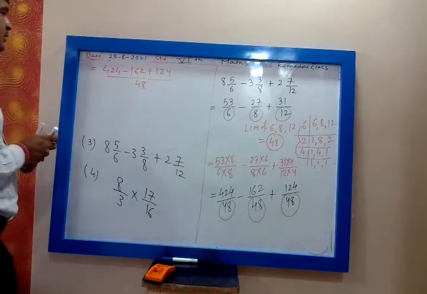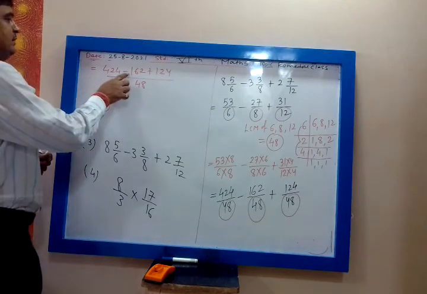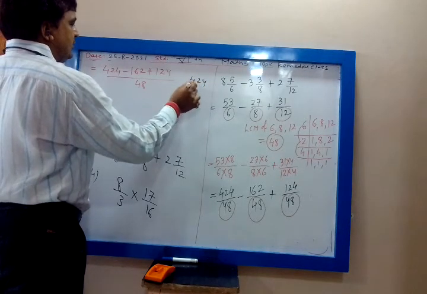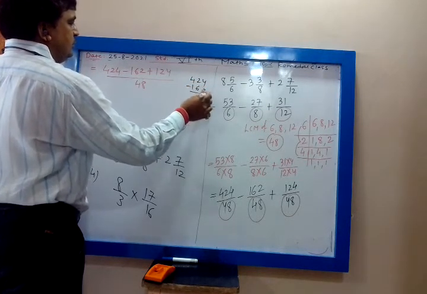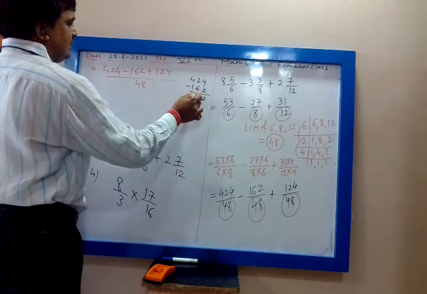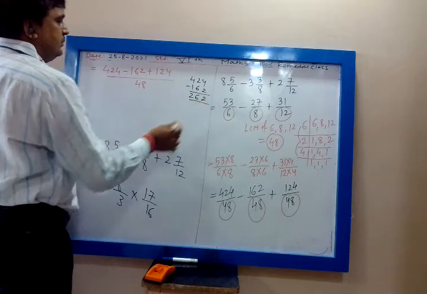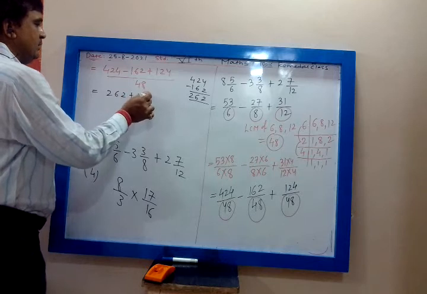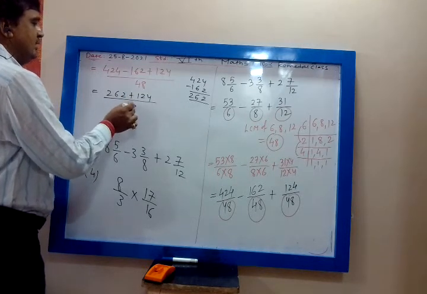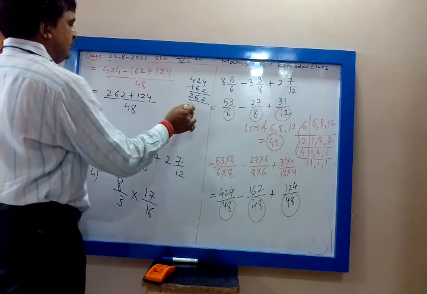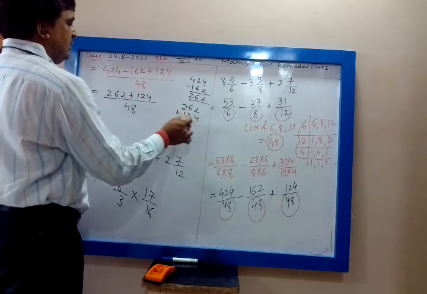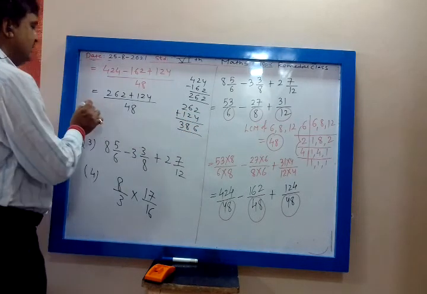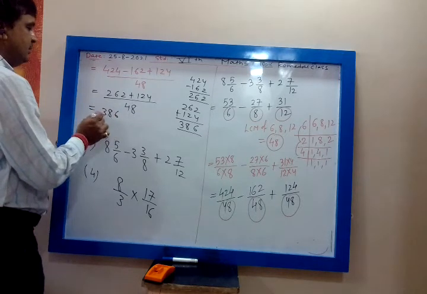Let us see, what is the sign of 424? Plus. This is minus. Opposite signs, so you have to subtract. So 424 minus 162: 4 minus 2 is 2, 2 minus 6 is... then 3 minus 1 is 2. 262. So this is 262 plus 124 upon 48. Now add them, plus plus, add them. 262 plus 124: 4 plus 2, 6. 6 plus 2, 8. 2 plus 1, 3. 386 upon 48.